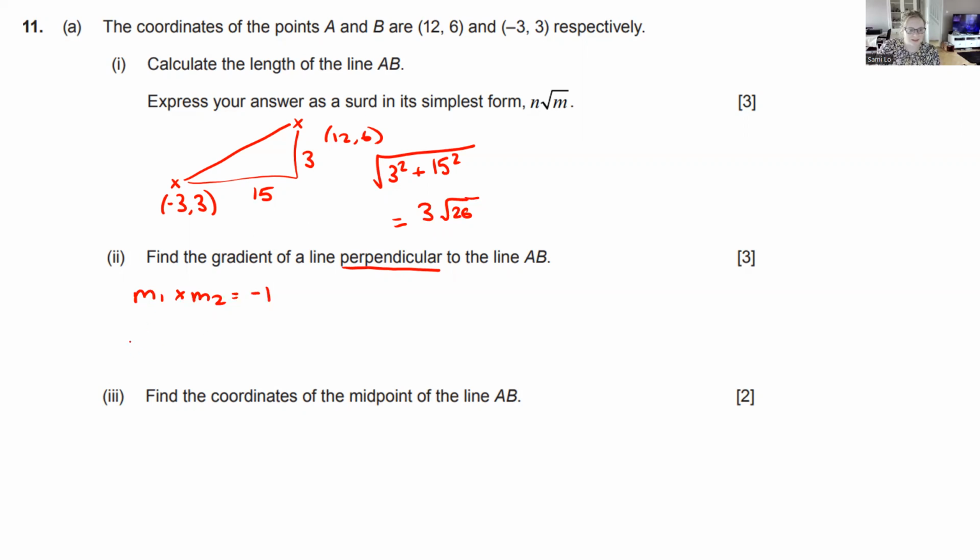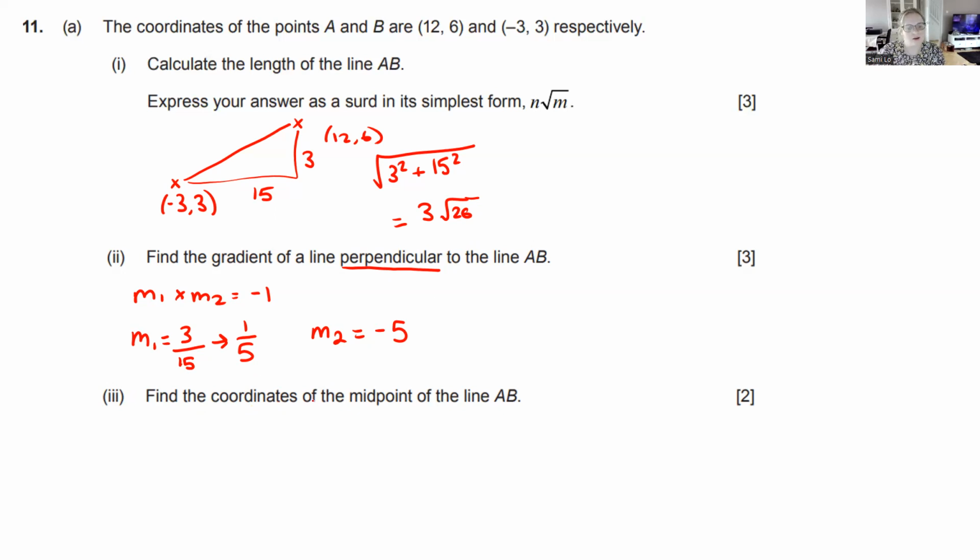So firstly, I need to find the gradient for M1, which is fine because I've already done the hard work. I've got the difference of y, which is 3, and I've got the difference of x, which is 15, which gives me 3 over 15 is 1 over 5. With that, I've got to now remember it's the negative reciprocal. So M2 is going to be flipped with a negative in front. So the perpendicular to AB is going to be -5.